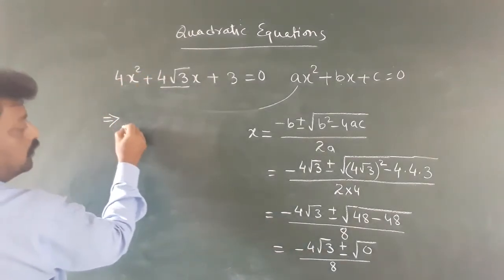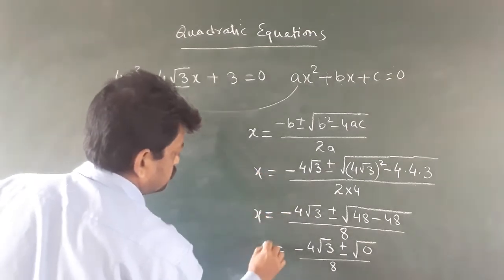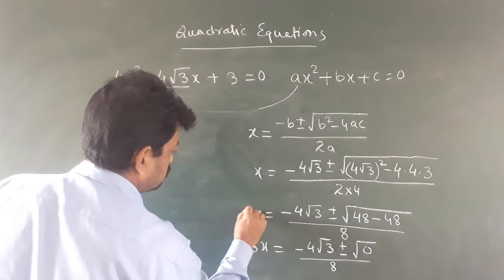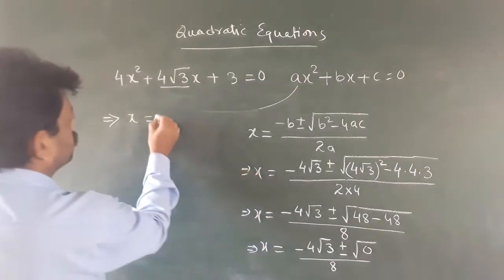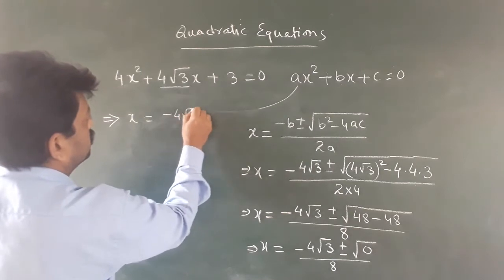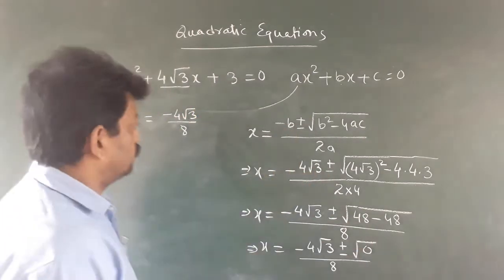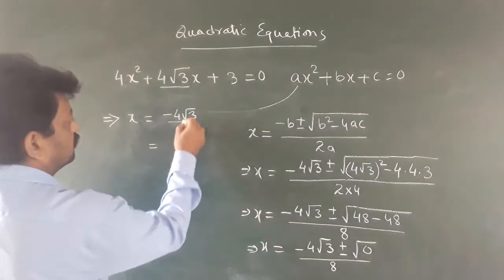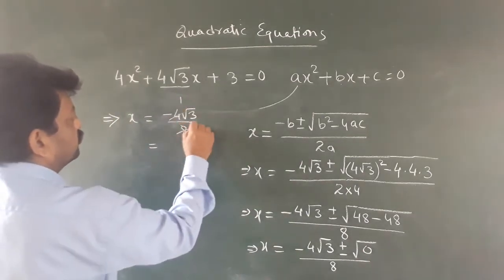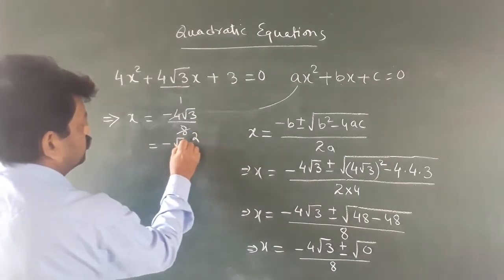So x equals to minus 4 root 3 upon 8. Root 0 is 0. So 4 will be cancelled, and 8 divided by 4 is 2. So it is minus root over 3 upon 2.